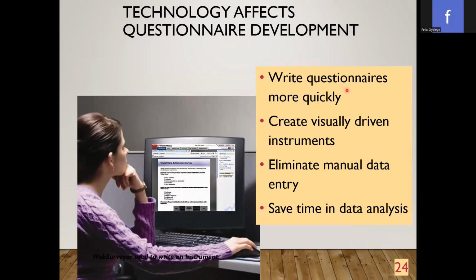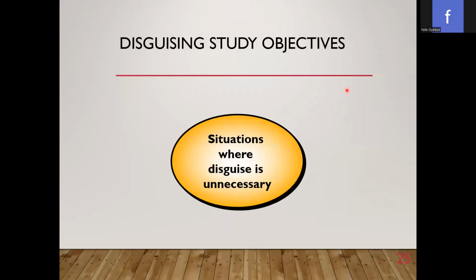You get familiar with how to use Google Form and design your questionnaire, because it goes a long way to make questionnaire design very quick. It also eliminates manual data entry, and it also saves time. Very, very important. And this talks about disguising study objective. The idea of disguising study objective will be to minimize bias. One of the greatest challenges with the use of questionnaires as a research tool is bias. And there may be the need for you to do that depending on the kind of research you are doing.